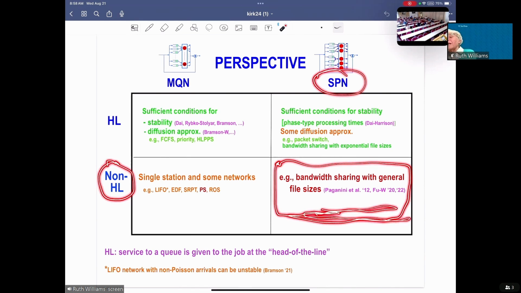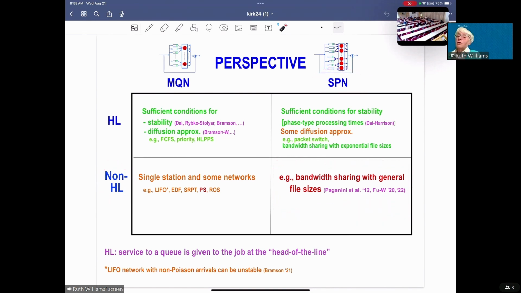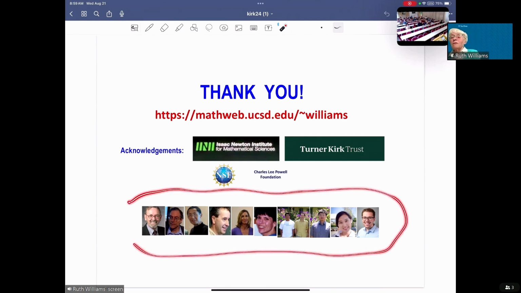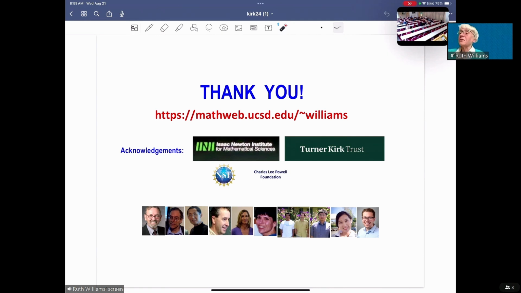We're starting to make some progress, I feel, with these bandwidth sharing models with general file sizes, but there are still a lot more exciting things to be done. And I'd like to thank you for your attention and acknowledge very much this opportunity to give this talk. And here's a picture of a few of my collaborators that I mentioned here. So thank you very much.